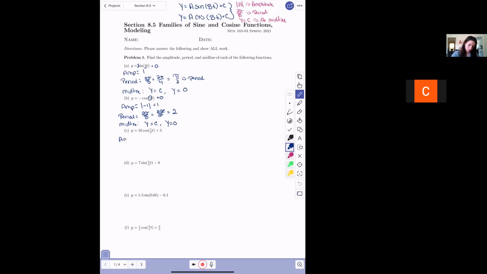What is my amplitude for problem C? 16. 16, good. And you just take the absolute value of 16, which is 16. What is, well, when we find our period, we do 2 pi over b. What is my b value? 1/2. Good, we have 2 pi over 1/2. And in case you forgot, when we have a fraction in the denominator, we do keep change flip, so we have 2 pi times 2 over 1, which is equal to 4 pi.